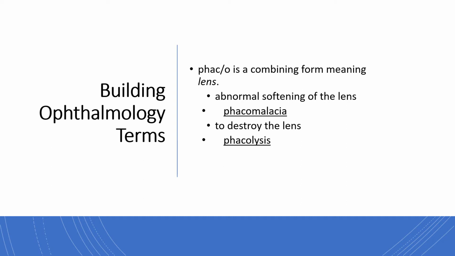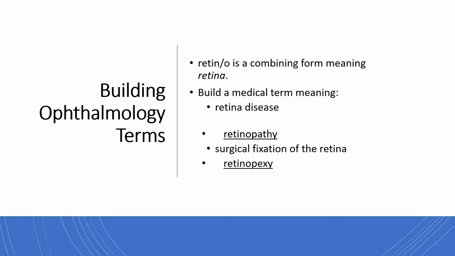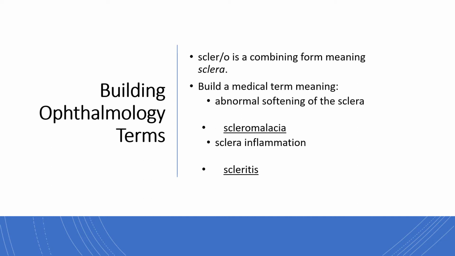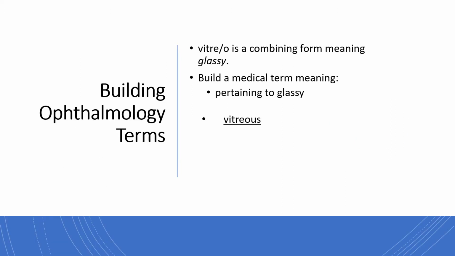Phacomalacia is an abnormal softening of the lens. Phacolysis is to destroy the lens. Pupillary means pertaining to the pupil. Retina disease is retinopathy, and surgical fixation of the retina is retinopexy. Scleromalacia is an abnormal softening of the sclera, and scleritis is sclera inflammation. Tonometry is the process of measuring pressure. Vitreous means pertaining to glassy.